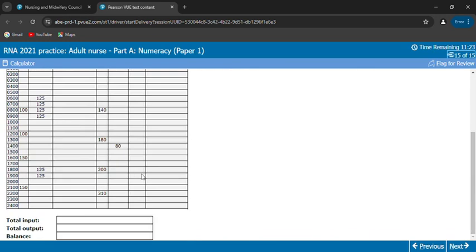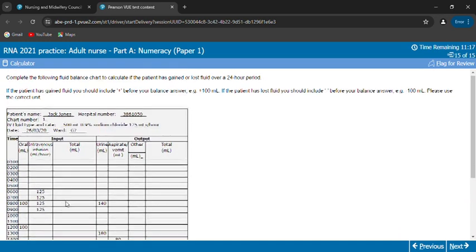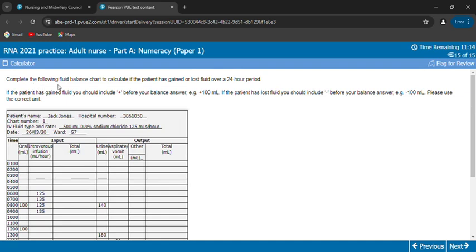So here is your last question. You will have 15 or 17 questions during your exam. Complete the following fluid balance chart to calculate if the patient has gained or lost fluid over a 24 hours period. If the patient has gained fluid, you should include a positive plus sign before your balance answer, for example, plus 100 ml. If the patient has lost fluid, you should include minus. Plus means positive, minus means negative, before your balance, like minus 100 ml. Please use the correct units.